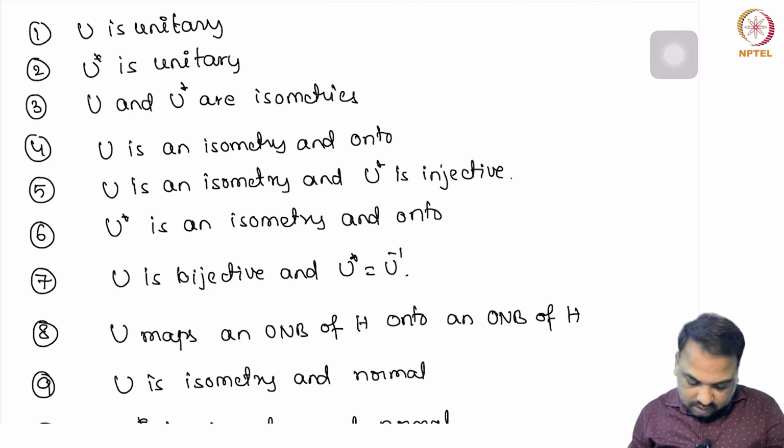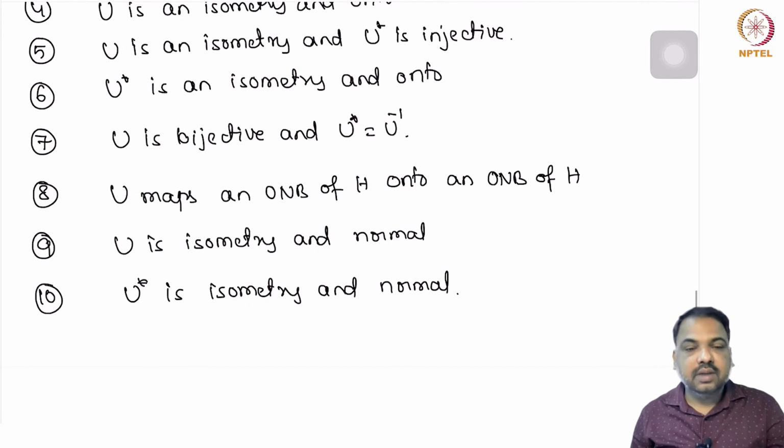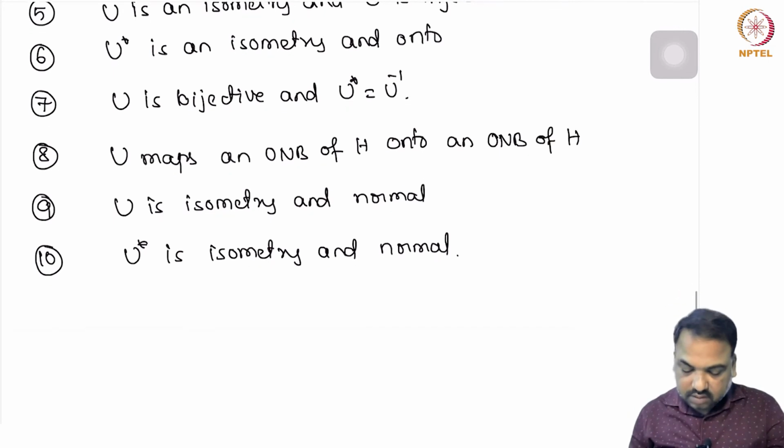8 and 9 we can show easily from the characterization of isometry, and the remaining also can be shown in an easy way. Sometimes we have to use the inverse mapping theorem to conclude that 6 implies 7. So this can be proved in an easy way directly from the definition of unitary and the equivalent conditions of the isometries that we have already proved.